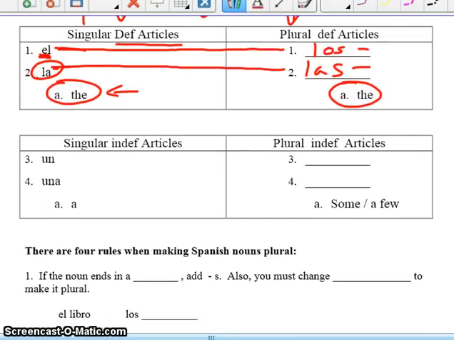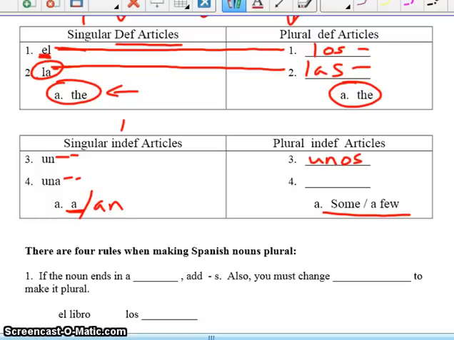We'll now learn the plural of the indefinite articles. Last chapter I taught you un and una. These words mean a, and sometimes they can mean an. But un is the masculine, una is the feminine. Look at the plural of these words. Now, in English, the plural of a and an is some, or a few. In Spanish, this is what it looks like.